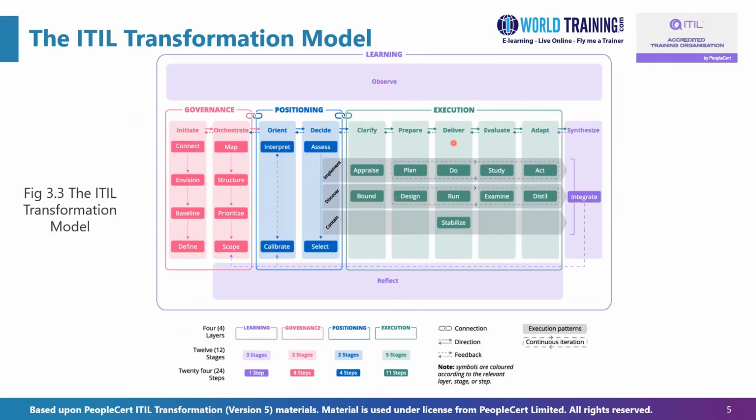And we also see the direction among the stages, which means it is not sequential, that it begins with initiate and goes to orchestrate in the forward direction only. Once the initiation is done, it can come back to initiation. So after orchestrate, it can again come back to initiation for some adjustments. And for example, in the execution layer, while prepare is going on, it can come back to the clarify stage also.